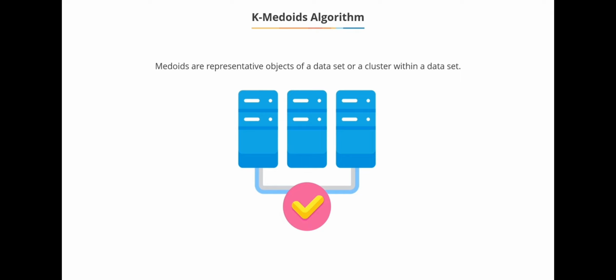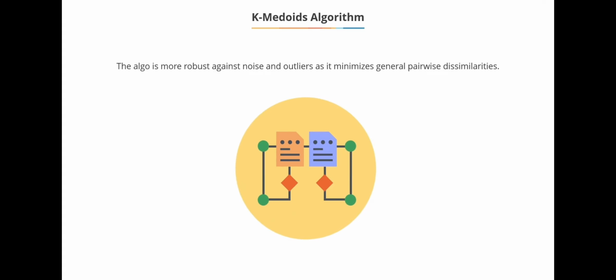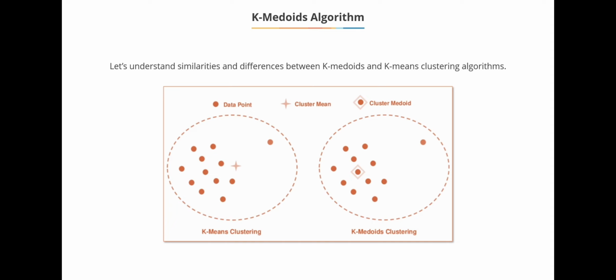This algorithm is similar to the K-means clustering algorithm. It uses the concept of dissimilarity to form clustering groups. It is used especially when the centroid or the mean cannot be derived out of similar data points. The algorithm is more robust against noise and outliers as it minimizes general pairwise dissimilarities instead of a sum of squared Euclidean distances. Let us now understand the similarities and differences between K-medoids and the K-means clustering algorithms.